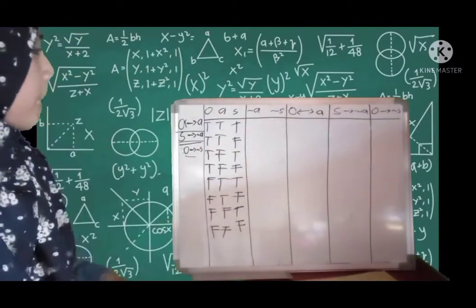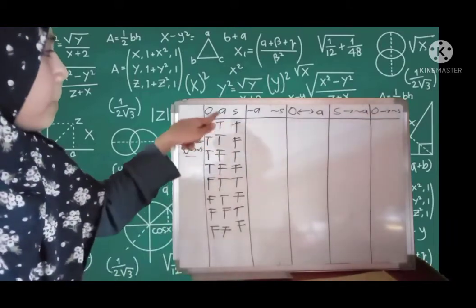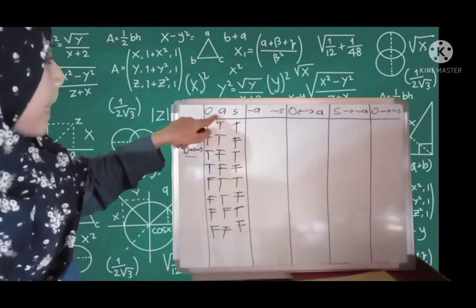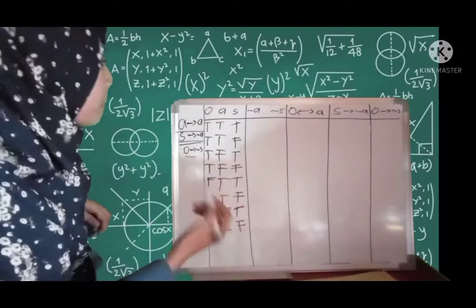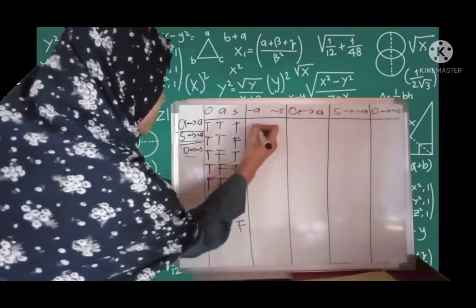So, dito naman sa second naman ay negation A. So, sa negation A, dito tayo magbe-base sa A na 1. Parang baliktad lang yung gagawin natin. Kung true to, ang lalagay natin ay false.